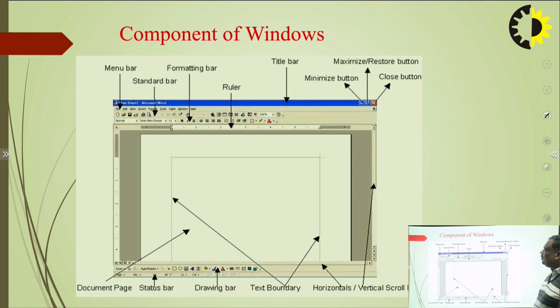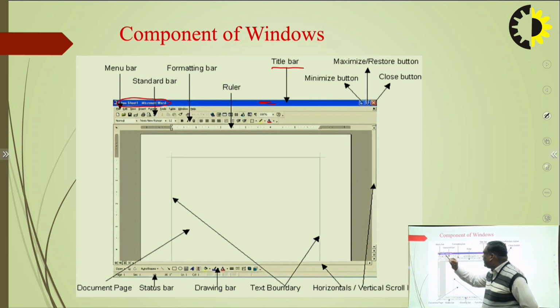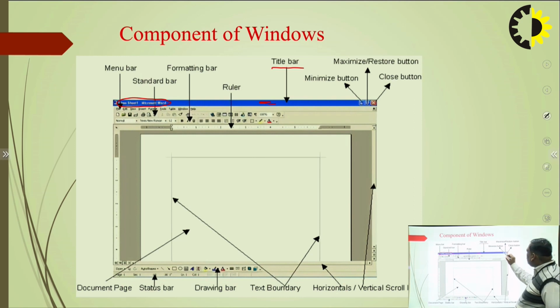Next, components of a window. You see on your screen, the menu bar. At first we see the title bar. The title bar is one of them. The title bar that is present here is blue in color. See, in the right corner, minimize, maximize, and cross buttons. So this one is a component of a window.